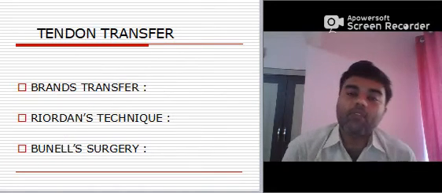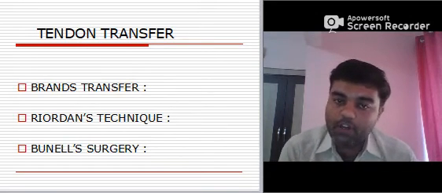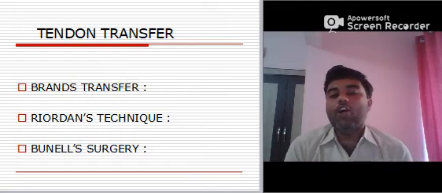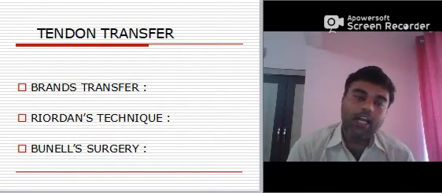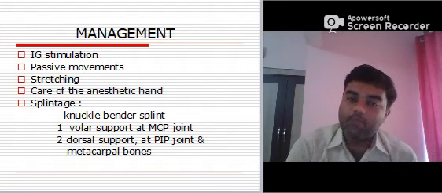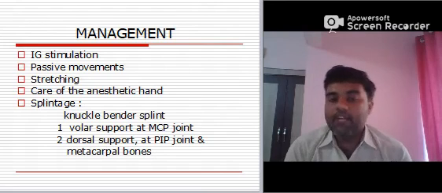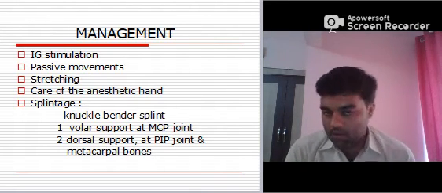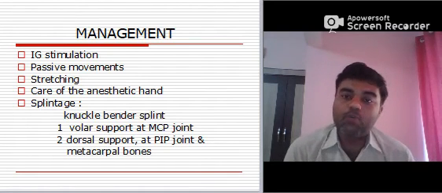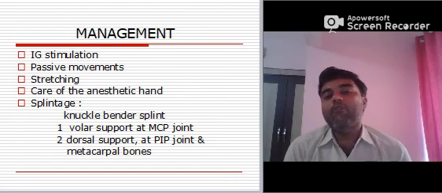And tendon transfer, this is treatment by the orthopedic surgeon, that is branch transfer, Riordan's technique, or Bunnell's surgery. So these are the treatments given by the orthopedic surgeon. And for physiotherapy, you are supposed to go for IG stimulation, passive movements of each and every joint, stretching to prevent deformity, to prevent muscle contracture, and care of the anesthetic hand to prevent further injury.